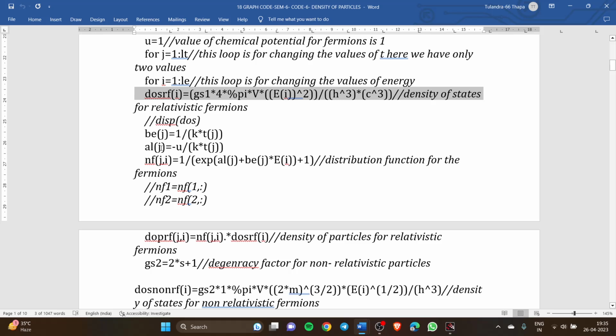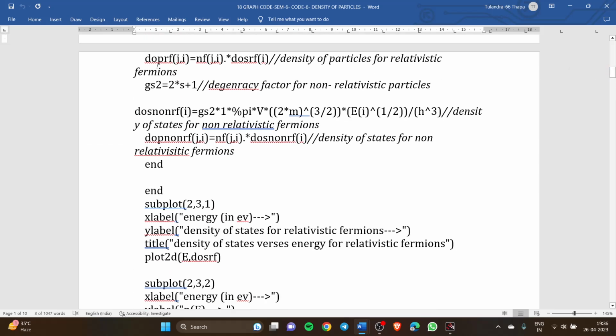Then we have calculated B and alpha, so we can calculate NJ and F, that is 1 plus exponential of alpha plus beta E, plus 1 for fermions. And this we have simply used to calculate the density of particles for relativistic fermions as NF into density of states for relativistic fermions. I put dot and multiply here because dot star means the multiplication is done element by element, where the terms that are coming together are multiplied. This is not like simple matrix multiplication.